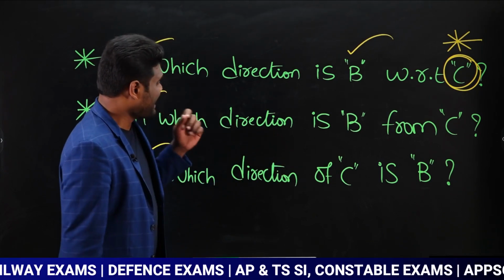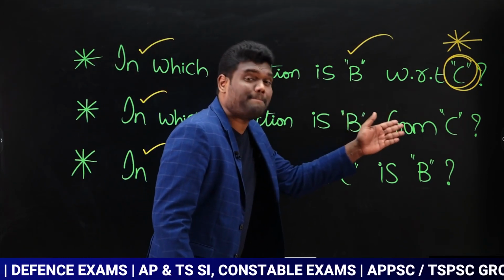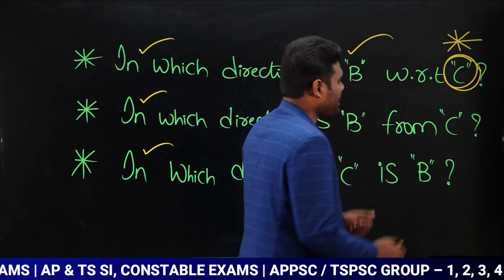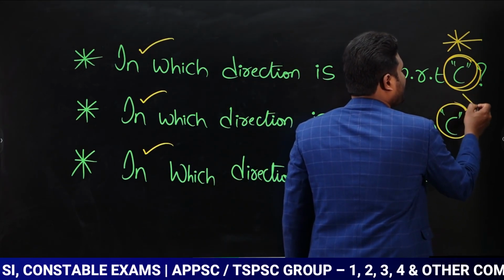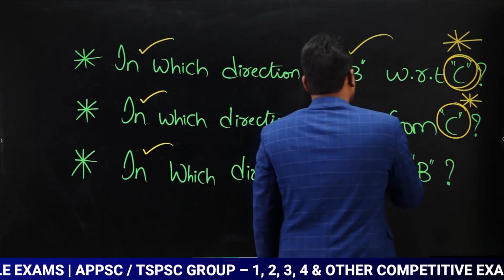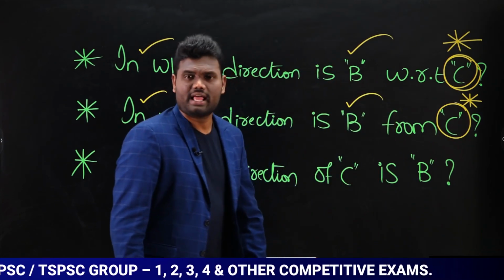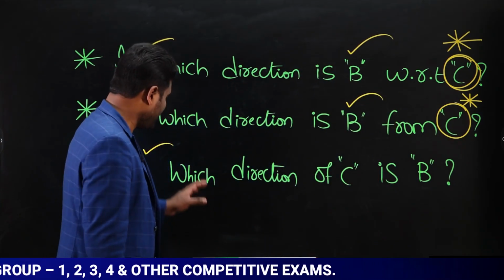Let's look at the next one. In which direction is B from C? From C means C is going to be my reference. Taking C as reference, B is going to be in which direction? This is the actual meaning. Yes or no? Next one.